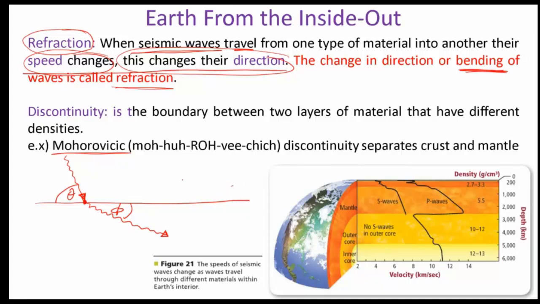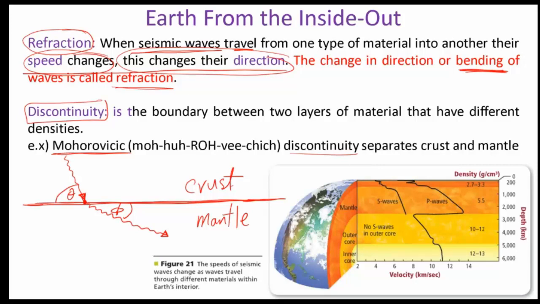The first layer is the crust and the second layer is what we now call the mantle. So Mohorovicic discovered that there are two layers. And the boundary between the two layers, we call the discontinuity. Discontinuity, منطقة عدم الاتصال. So he found the discontinuity that separates the crust and the mantle. And that was the first time multiple layers inside the Earth were discovered, by noticing the refraction of the seismic waves. So the discontinuity is the boundary between two layers of material that have different densities.